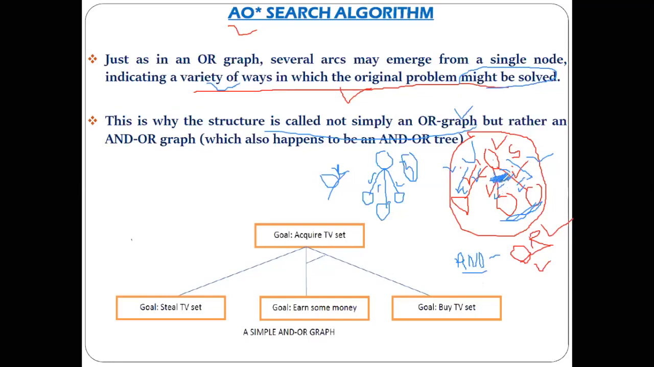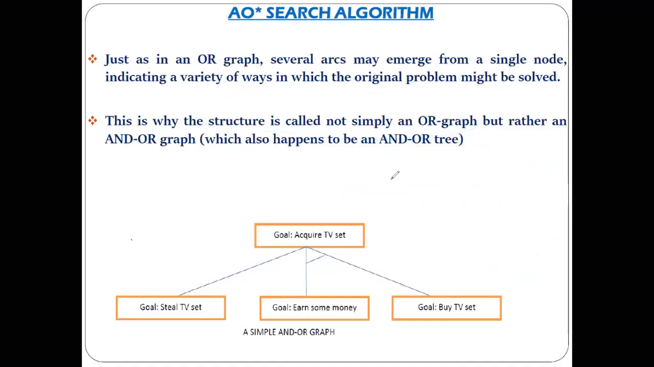Understood? So when these two arcs are joined by the one edge, then it becomes the AND OR graph. Without this edge, it is simply the OR graph. And when you connect these two arcs by this single edge, it indicates that if you want to reach the solution using this direction, you have to explore both of these two arcs. Understood? And then it becomes the AND OR graph.